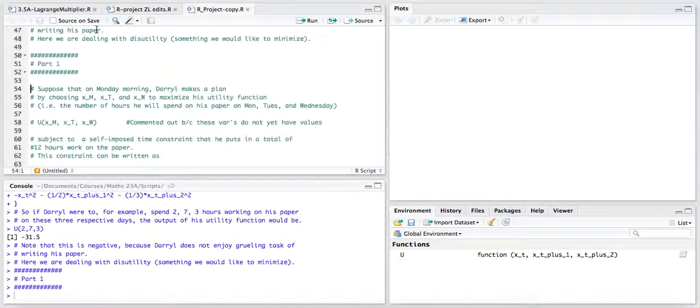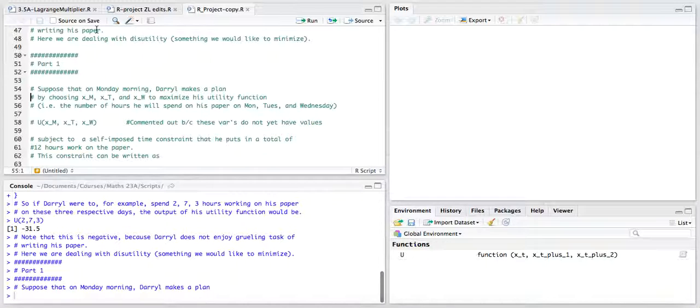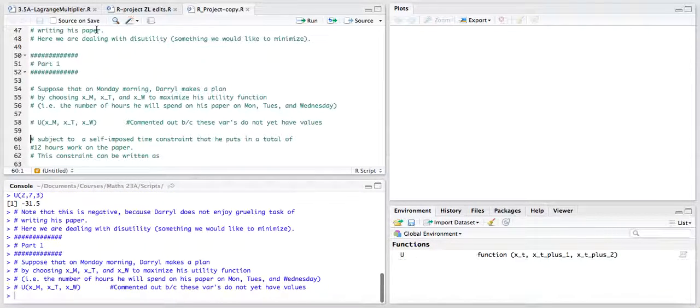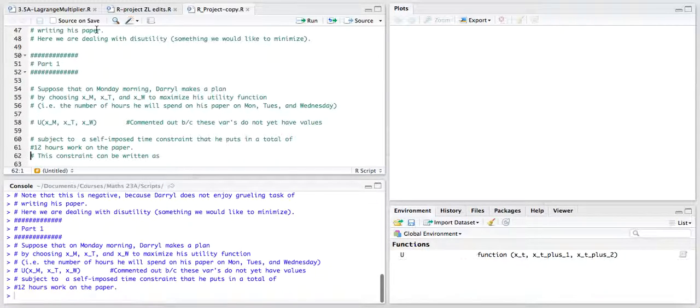So suppose that on Monday morning, Daryl makes a plan by choosing xm, xt, and xw to maximize his utility function. That is the number of hours that he'll spend on his paper on Monday, Tuesday, and Wednesday. So he could then plug those number of hours into his utility function to figure out that utility.